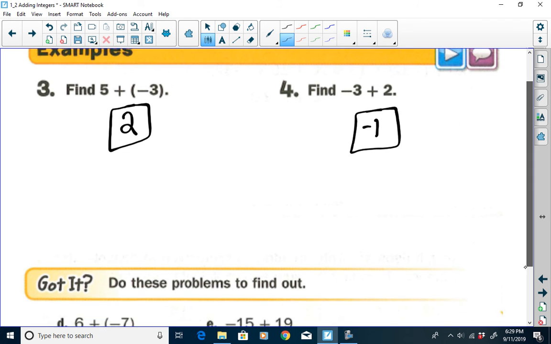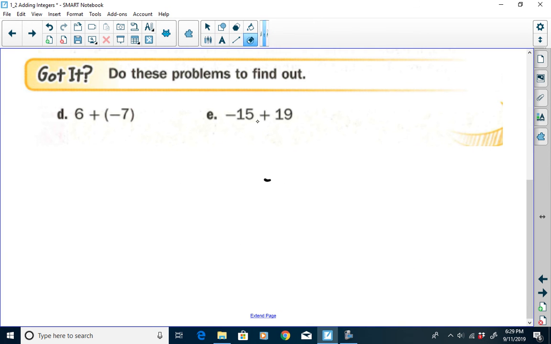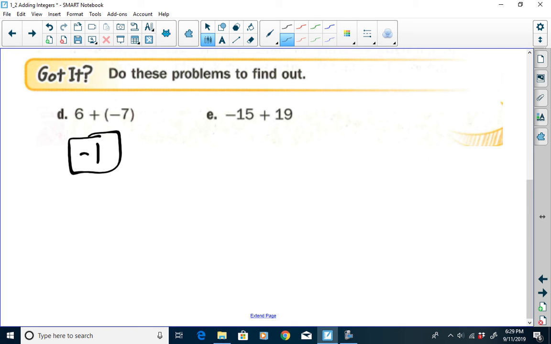All right. A couple more examples down here. We have 6 and negative 7. I'm adding integers with opposite signs, so I subtract their absolute values. That's going to give me 1. Take the sign of the higher absolute value number. It's negative 1. Notice that when we're adding integers with opposite signs, we subtract first. All right? 19 and negative 15. I subtract first and that'll give me 4, and then I determine the sign of that 4. There are more positive than there are negative, so that's going to be positive 4 for my sum.